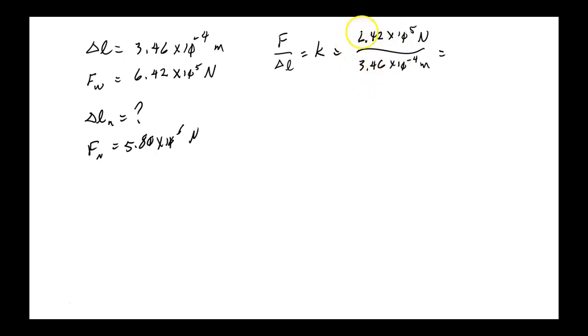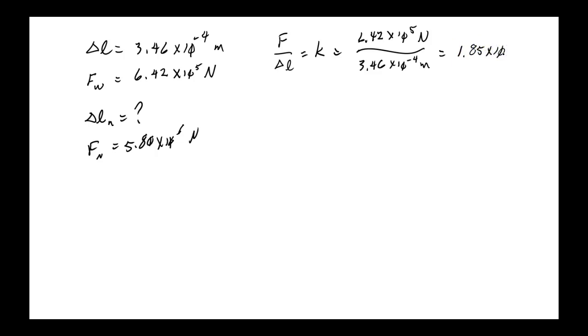Just divide the number part. 6.42 divided by 3.46. That's pretty easy to do. That's going to be 1.9 or so. I'd say 1.9, but I'm guessing. 1.85, that's pretty close. 1.85 times 10.